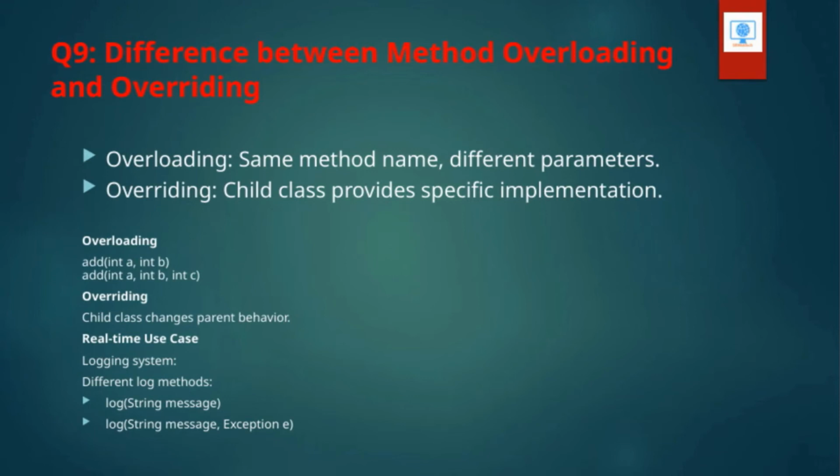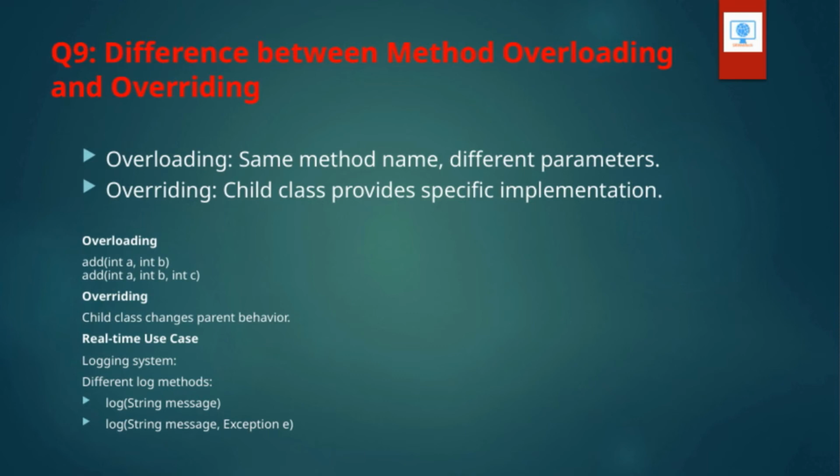Overloading happens when we have the same method name but different parameters. For example, we might have an add method that takes 2 integers and another that takes 3 integers. It allows us to perform similar operations with different input types or quantities, making our code more flexible.